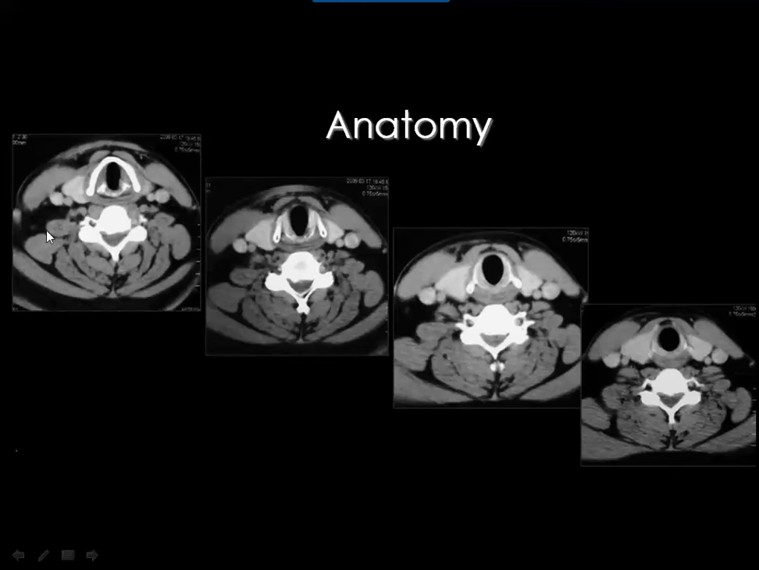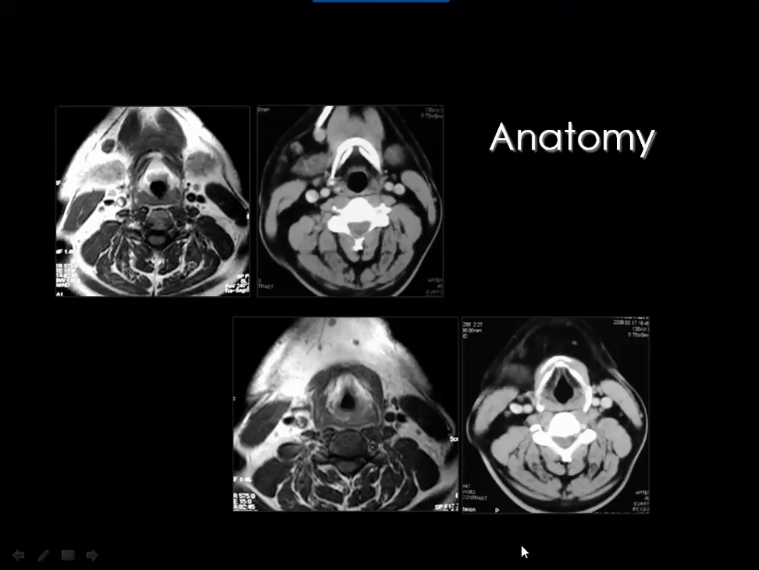Then after the true vocal cord, you go inferiorly, you will see the cricoid cartilage. This is the cricoid cartilage. And then lower down, you got the tracheal rings. On either side, you can see the thyroid gland, and you remember the strap muscles along the anterior part of the larynx. The same anatomy is also shown by MRI.